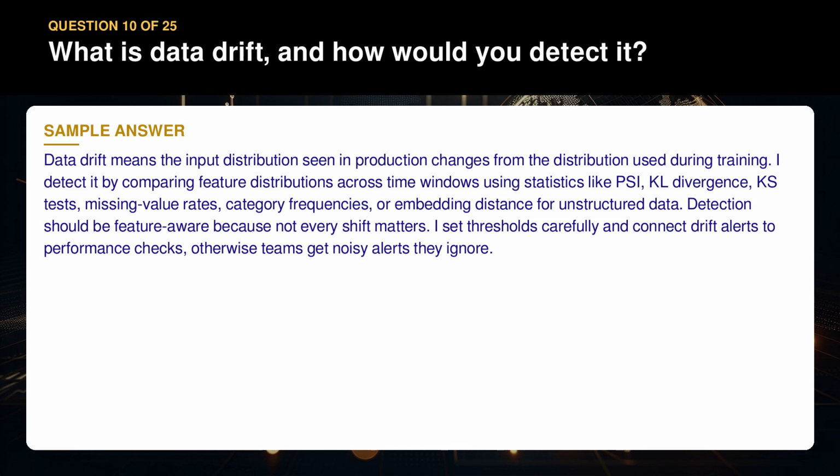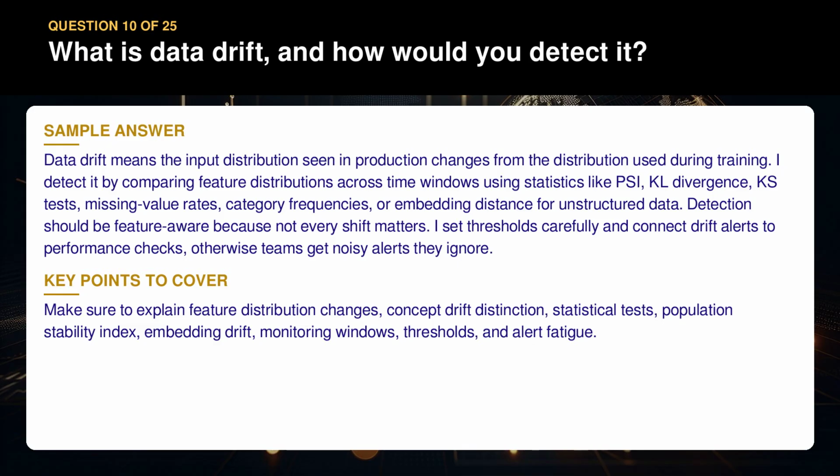Data drift means the input distribution seen in production changes from the distribution used during training. I detect it by comparing feature distributions across time windows using statistics like PSI, KL divergence, KS tests, missing value rates, category frequencies, or embedding distance for unstructured data. Detection should be feature-aware because not every shift matters. I set thresholds carefully and connect drift alerts to performance checks. Otherwise, teams get noisy alerts they ignore.